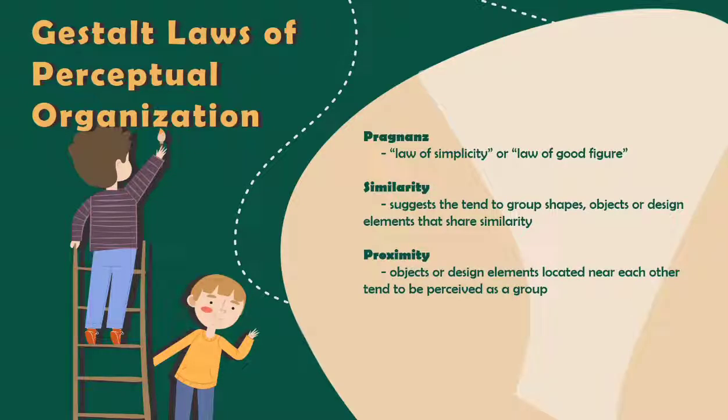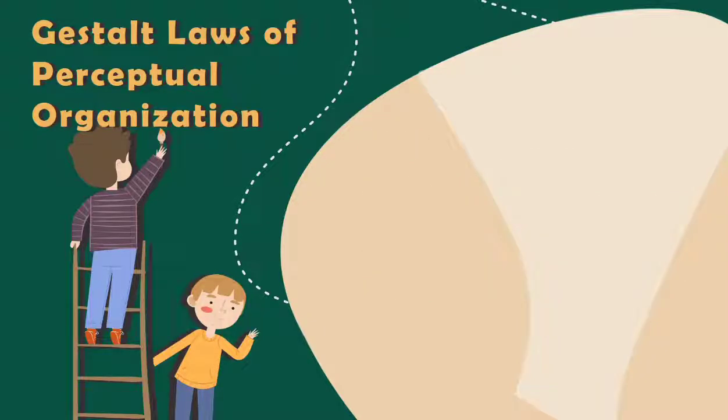And next is proximity. The law of proximity states that shapes, objects, or design elements located near each other tend to be perceived as a group. Conversely, randomly located items don't tend to be perceived as grouped. This principle can be applied with the goal of directing attention to key elements within a design. The closer visual elements are to each other, the more likely they will be perceived as related, and too much negative space between elements serves to isolate them from one another.